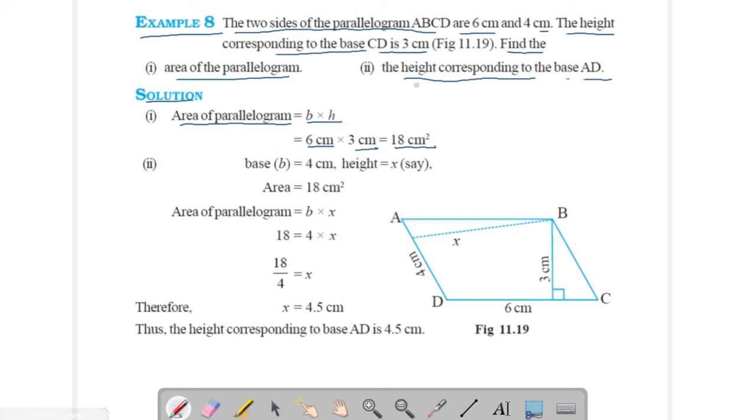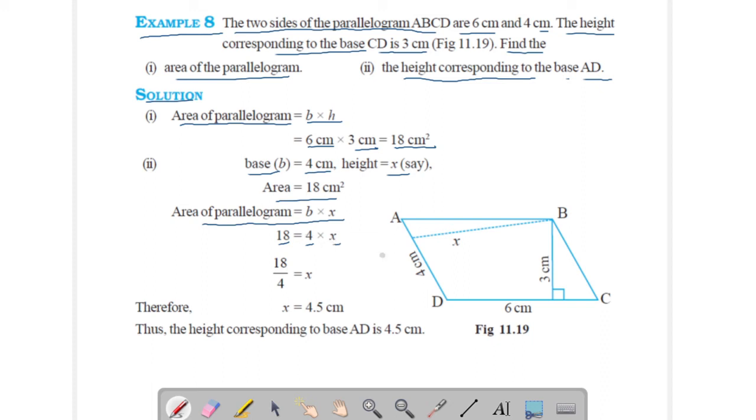Now in the second part, you have to find out the height corresponding to base AD. Here base AD is 4 centimeter, and the height you have to find out, say it is x. Now the area we have already found, it is 18 centimeter square. The area of a parallelogram is given by base into height, so 18 equals base 4 into height x.